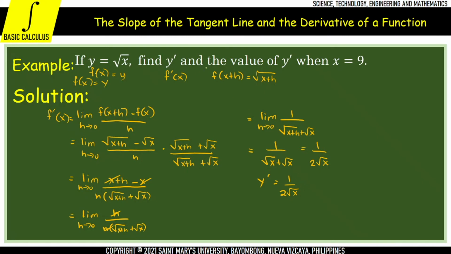Okay. How about for the value ng y prime when x is equal to 9? So, gagawin lang natin dyan, evaluate f prime of 9, which is equal to 1 all over 2 multiplied by the square root of 9. And square root of 9 is 3. 3 times 2 is 6. Therefore, when x is equal to 9, y prime is equal to 1 all over 6. That is our third example.